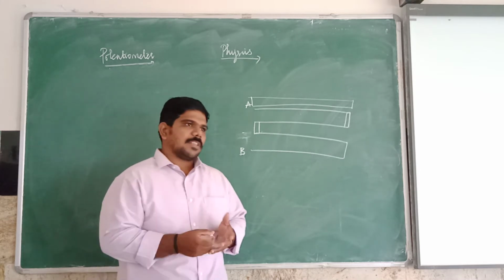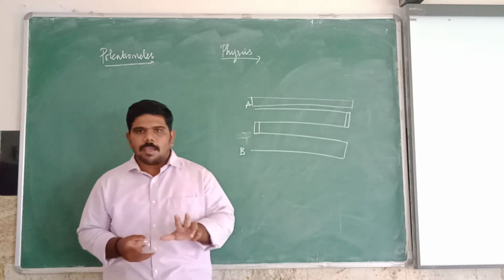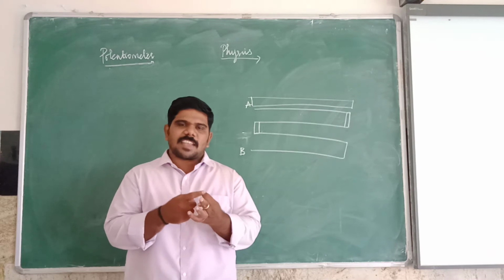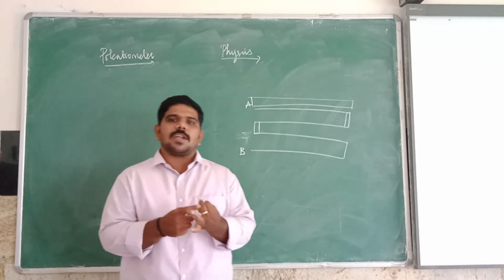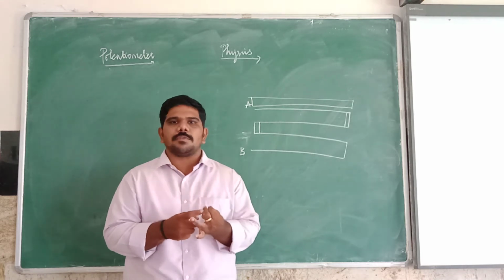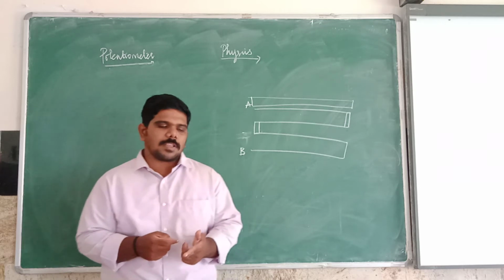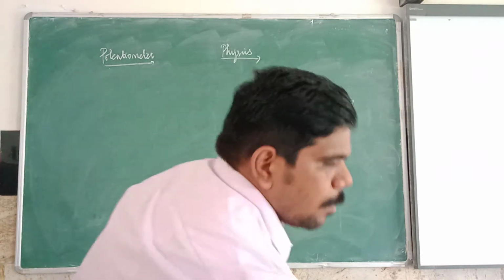From today's session, we are going to learn three important questions. What are the questions? One is the principle of potentiometer. The second one is the comparison of EMF of two cells using a potentiometer. And the third one is the internal resistance of a cell using a potentiometer. So first we are going to learn the principle of potentiometer.